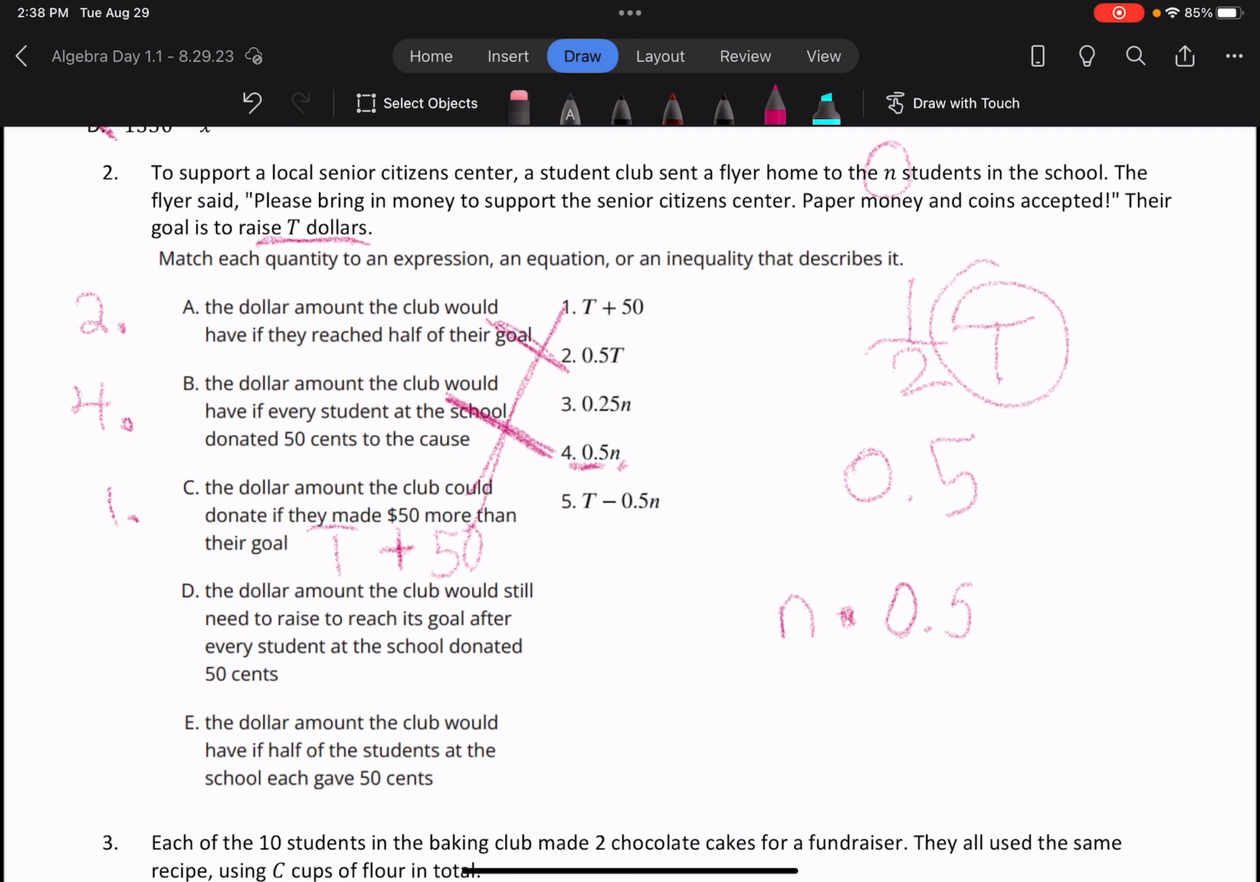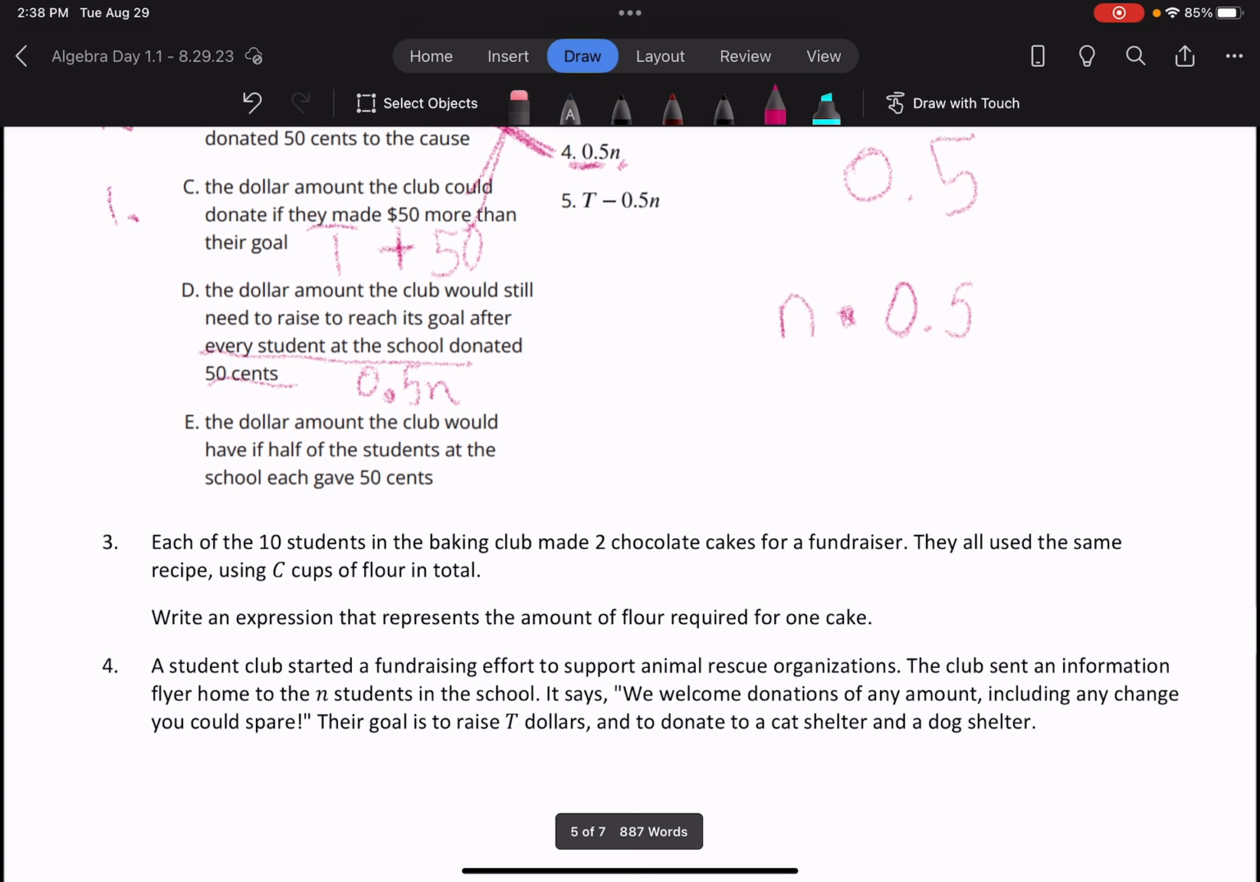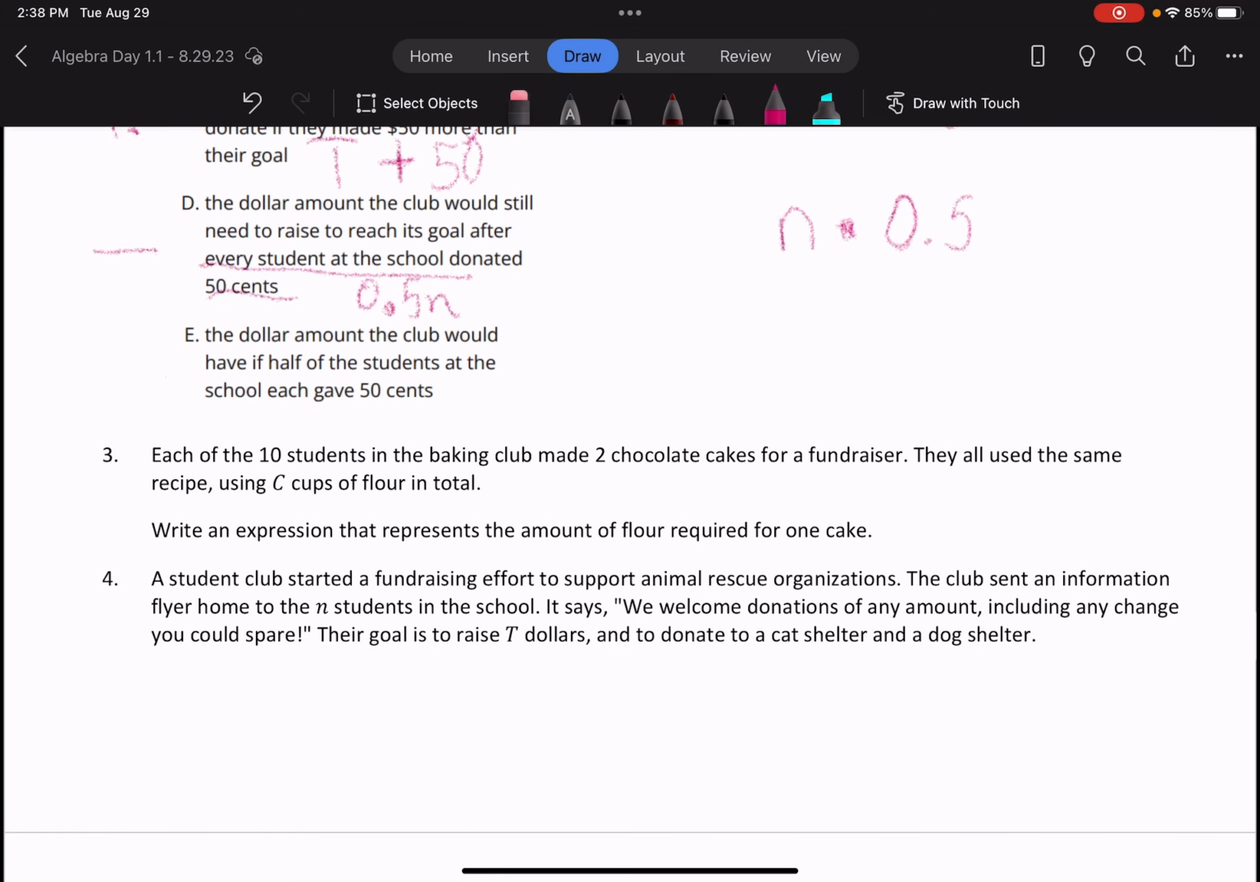But D says the dollar amount the club would still need to raise to reach its goal after every student at the school donated 50 cents. So we already have what it would be if each student donated 50 cents. We have that piece to the equation. So we know part of it is going to be 0.5 N. All right, that should help narrow it down quite a bit for you there. Okay, so match D and E on your own.